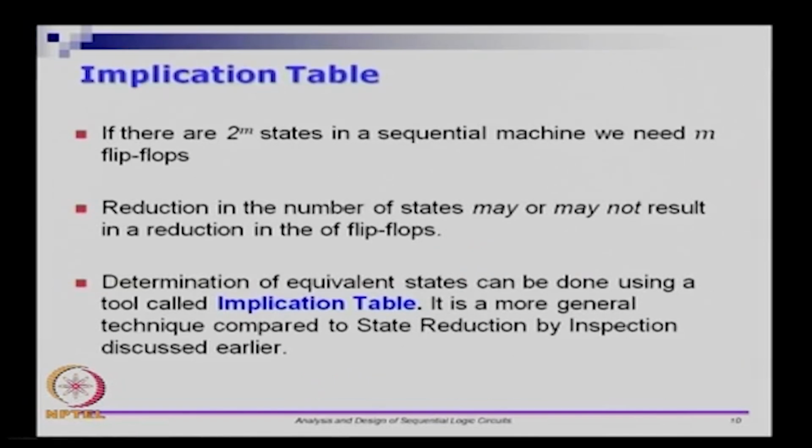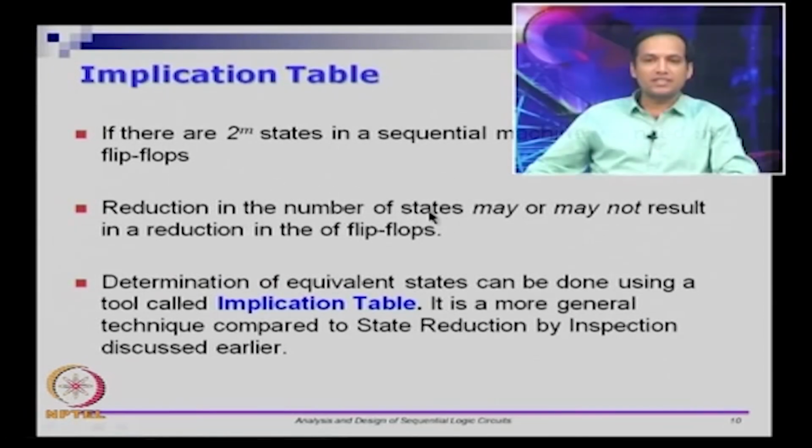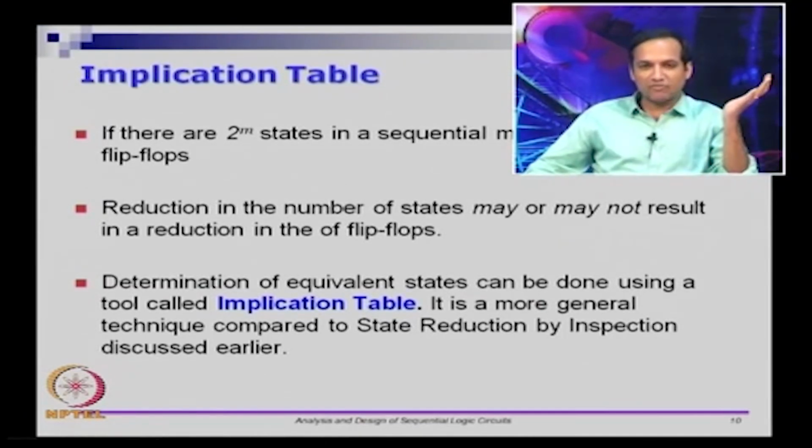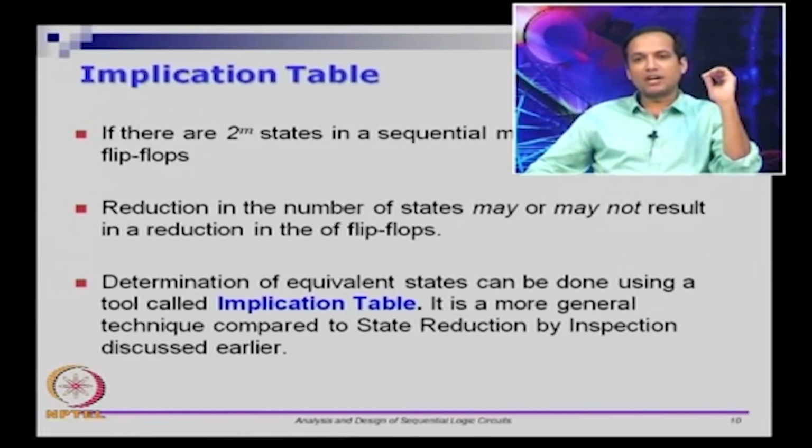So in general what happens is, if there are 2 power m states in a sequential machine, we need m flip flops. So if I have 6 states, it is closest to 2 power 3 or 8, we need 3 flip flops. Reduction in the number of states may or may not reduce the number of flip flops. In the previous example, we had states from 0 to 6, then we went to states from 0 to 4. So it still has 5 states, which means we need 3 flip flops. However, from 7 states, if we had gone to 3 states or 4 states, it would have cut down 1 flip flop.